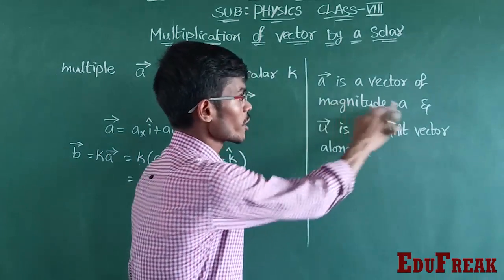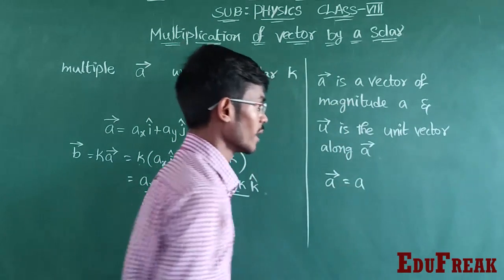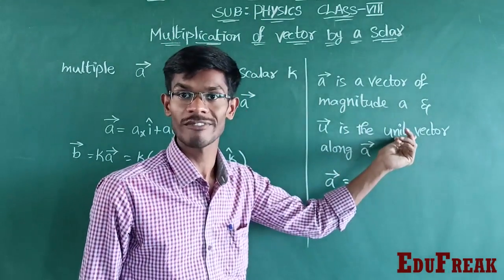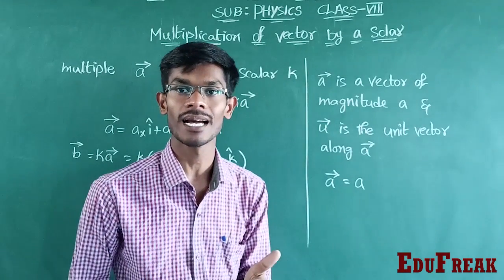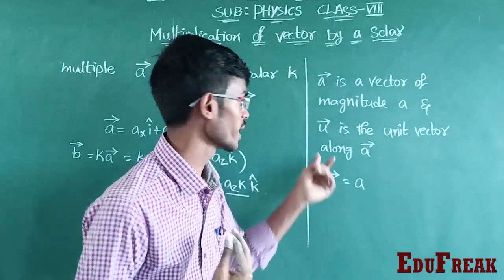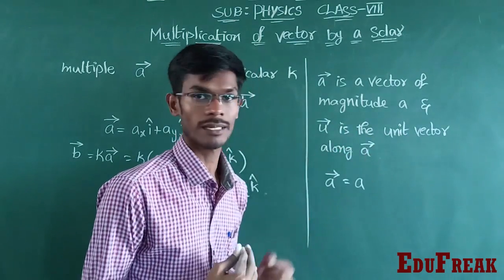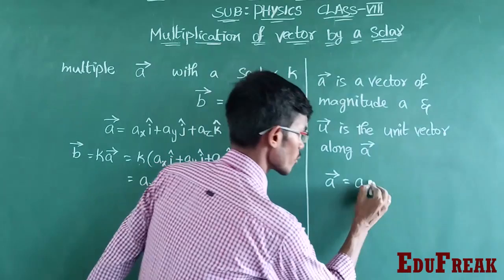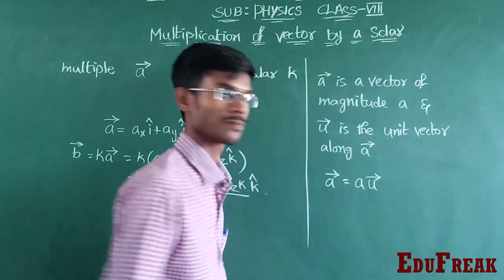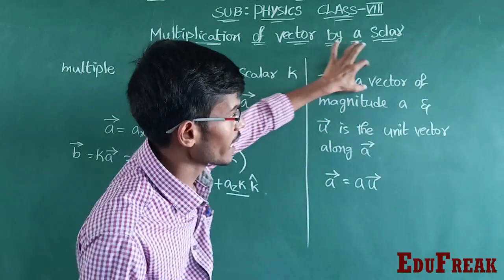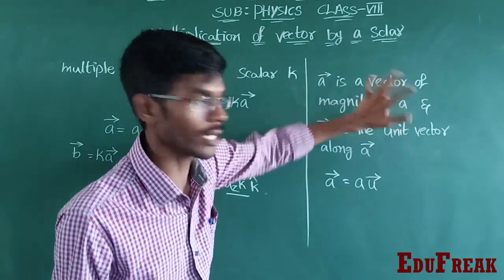So the magnitude of a bar is a, and unit vectors are useful to represent the direction along the given vector. Here they have given u bar as the unit vector along a bar. So a into u bar. A bar is a vector of magnitude a.